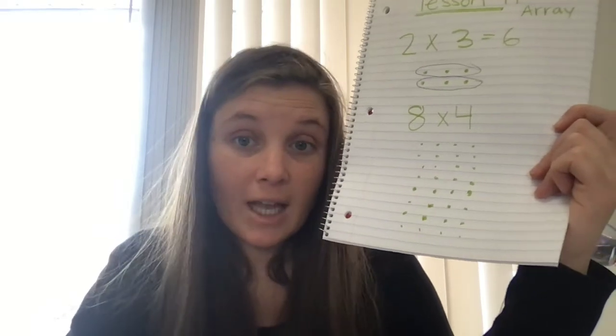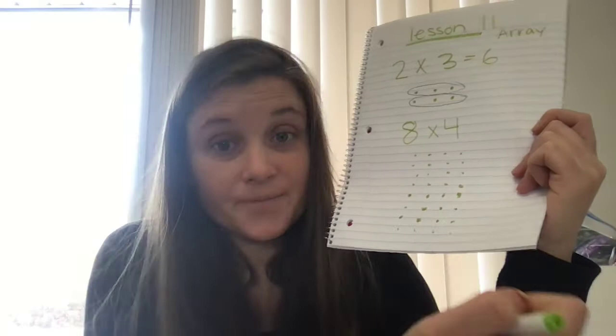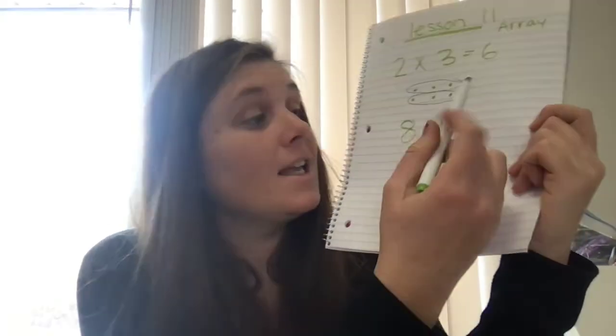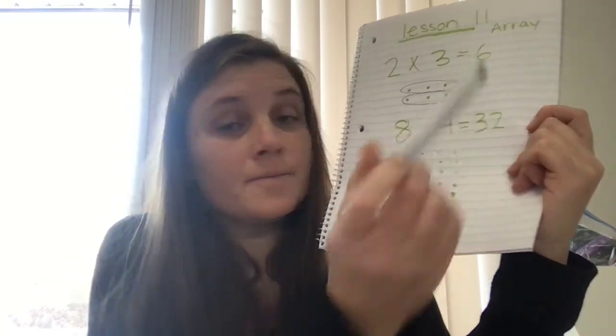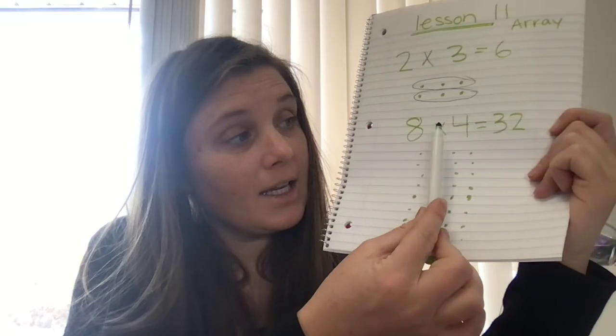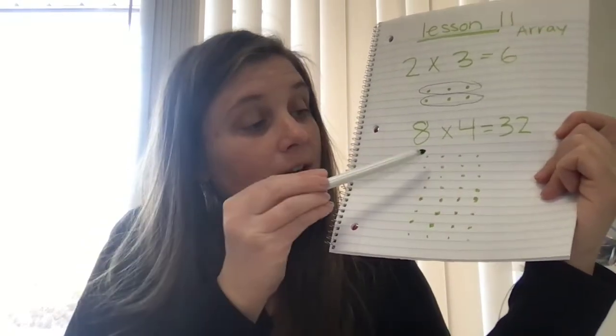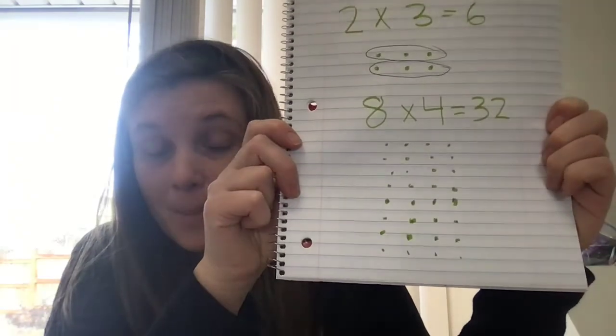And then we can see what that equals. 8 times 4, or 8 groups of 4, equals 32. Okay, could you write this down in your journal? 8 times 4 equals 32, and then could you draw the array in your journal? Pause me if you need to.